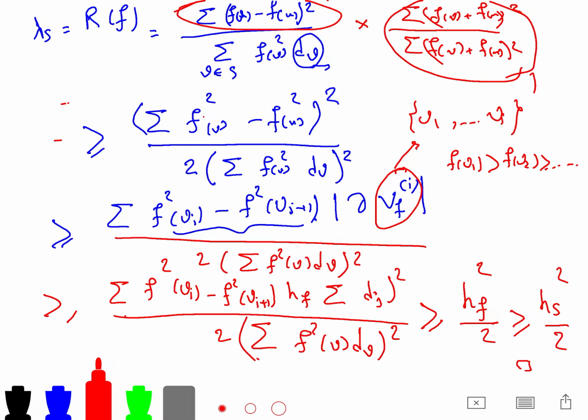This ordering is very, very important in algorithms. For example, Lovász and Simonovits have used these kinds of orderings. Even the Cheeger sweep is like that. So we have used it several times.